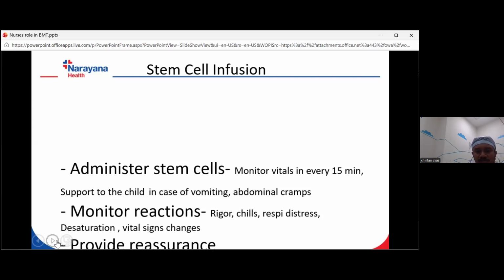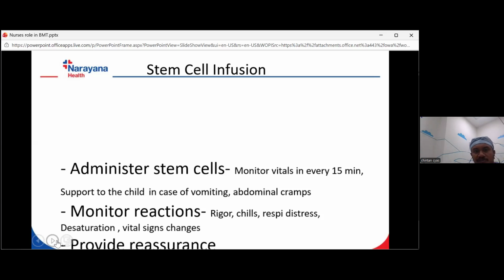The nurse must be able to monitor the signs and symptoms, escalate on time, and provide reassurance for the mother as well as the father, because the parents will also be anxious about what is going on with the child.